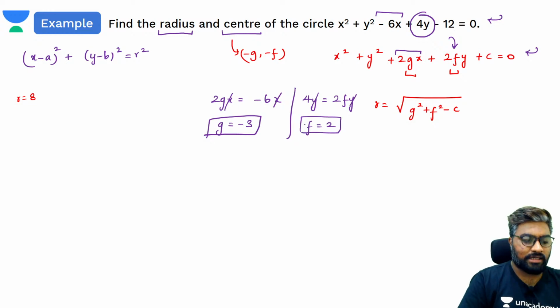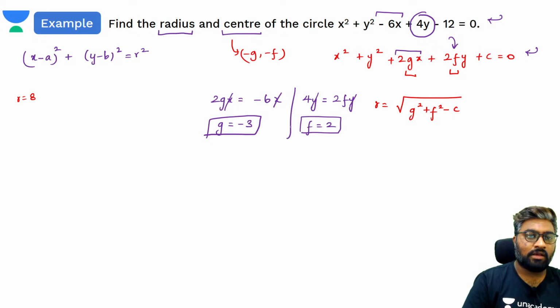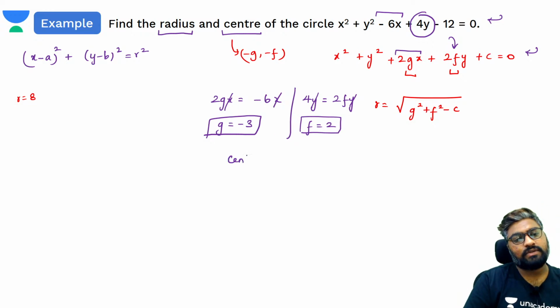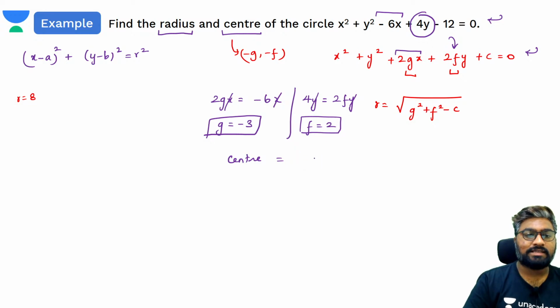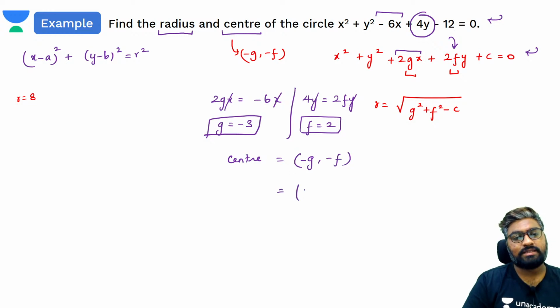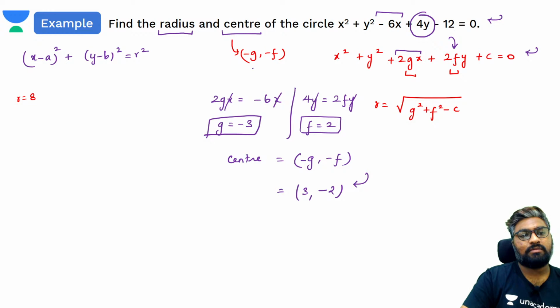So what's your center here? The center of the circle is minus 3 comma 2. Not 3 comma 2, not 6 comma minus 4, minus 3 comma 2. Getting it? Sorry, this is g and f, my bad. Center is given as minus g comma minus f, which is minus of minus 3, plus 3, and minus of plus 2, minus 2. So this is your center, 3 comma minus 2.